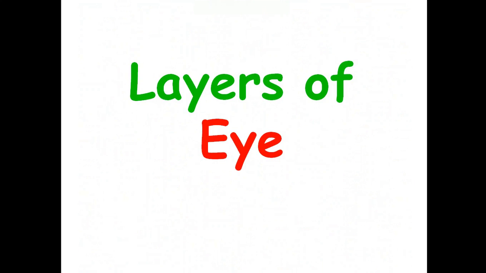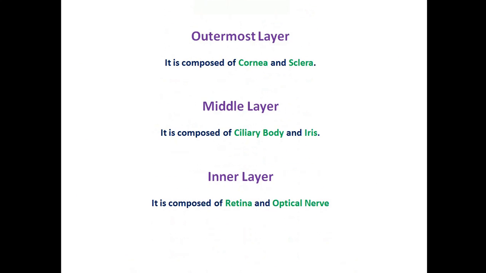Layers of the eye. There are three layers of the eye. The outermost layer is composed of the cornea and sclera. The middle layer is composed of the ciliary body and iris. And the inner layer is composed of the retina and optic nerve.